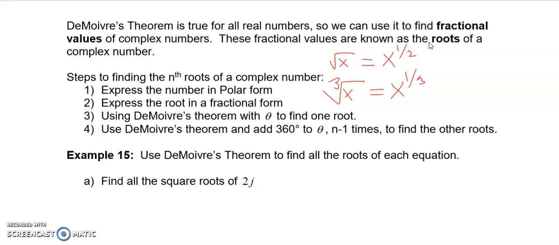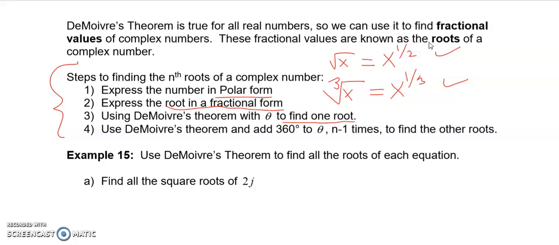So here's what we do. Here's how we find roots using de Moivre's theorem. First of all, you have to make sure the number, again, is written in polar form. You write the number in polar form, as it says here. Here's all the steps, by the way, in case you want to find them in your notes. Express the root in fractional notation, like we did right here or right here. Use de Moivre's theorem to find one of the roots, and you just do that regularly. You'll see when we do some examples now.